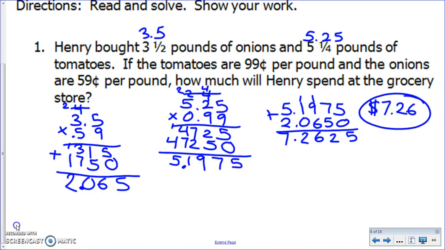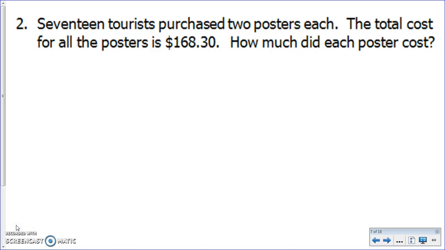And there's our answer. Number 2, 17 tourists purchased 2 posters each. The total cost for all the posters is $168.30. How much did each poster cost? So the first thing we have to do is we have 17 tourists who each got 2 posters. So we need to do 17 times 2 is 34. So we have 34 posters that total cost $168.30. So now we need to divide $168.30 by 34.